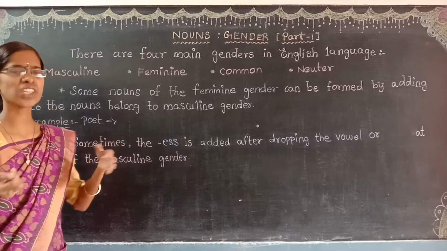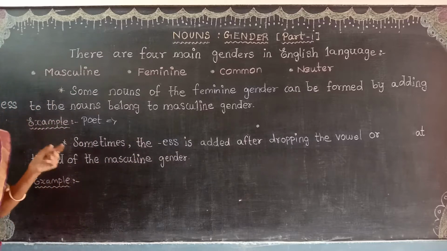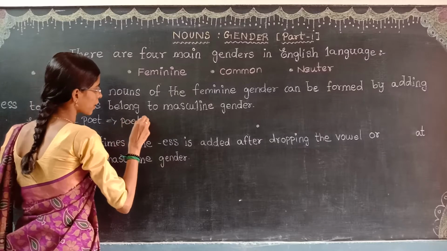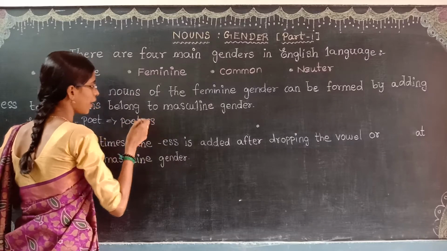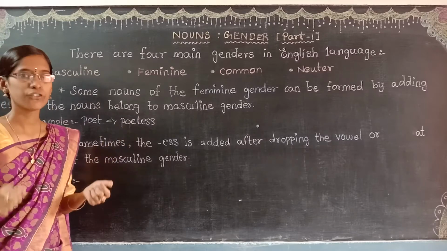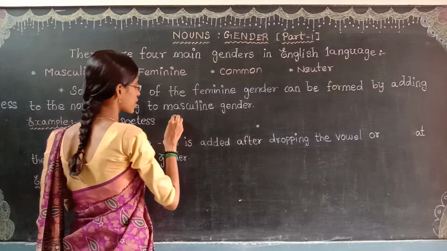So how will you change it into a feminine gender? It is very simple. Just by adding ESS to the masculine gender. So you can just add ESS. Poetess. So poet is a masculine gender and poetess is a feminine gender. Okay, and we will see some other examples too, right?